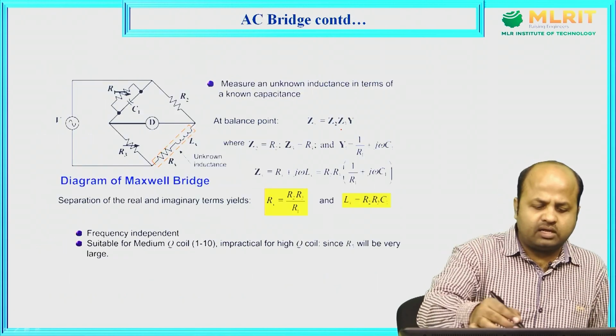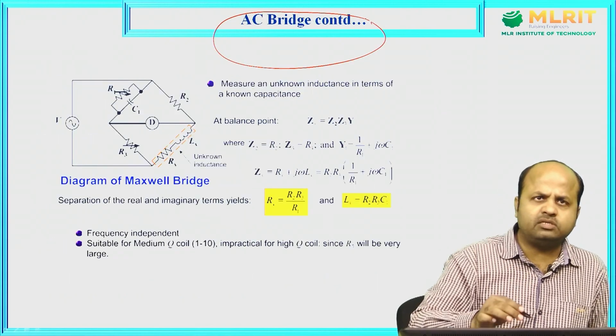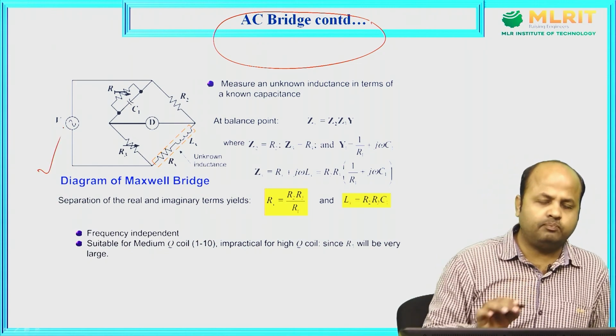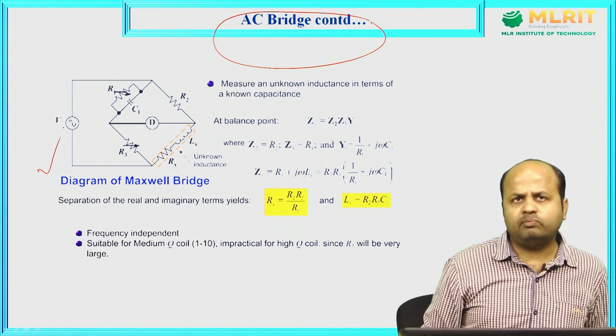Now the other category of AC bridge we will see is the Maxwell bridge. Okay, one of the most important bridges is the Maxwell bridge.